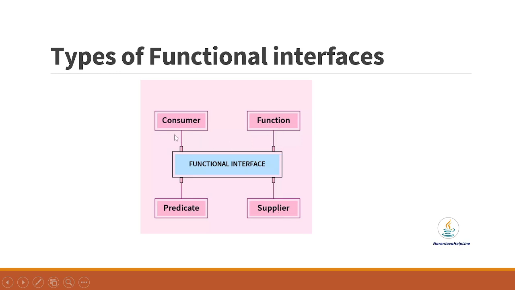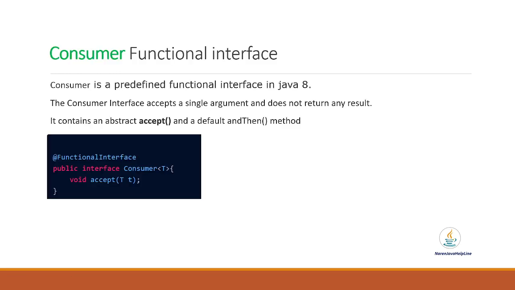In this session, I am going to explain these three: consumer, predicate, and supplier. The function interface I will take in another session because the video will be very lengthy. That's the plan. Let's understand what this consumer interface is. It takes only one parameter, and it is not returning any value, so the return type is void. This is a predefined functional interface.